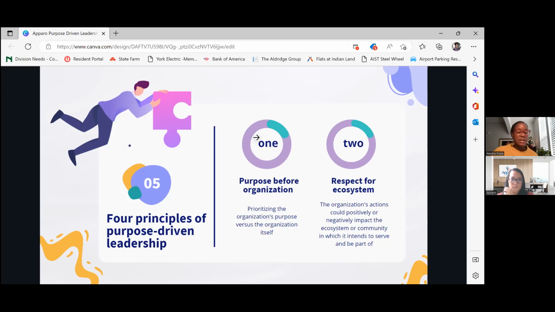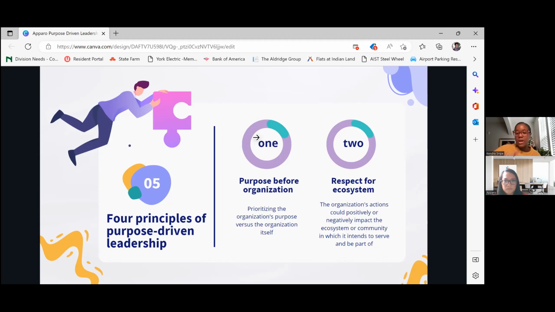What we have to understand as nonprofit organizations is that there are a lot of other players that come into effect, and we should take them into consideration when we are creating a particular path for our organization itself. The choices and actions of an organization can positively or negatively impact the ecosystem or the community in which it intends to serve and be a part of.